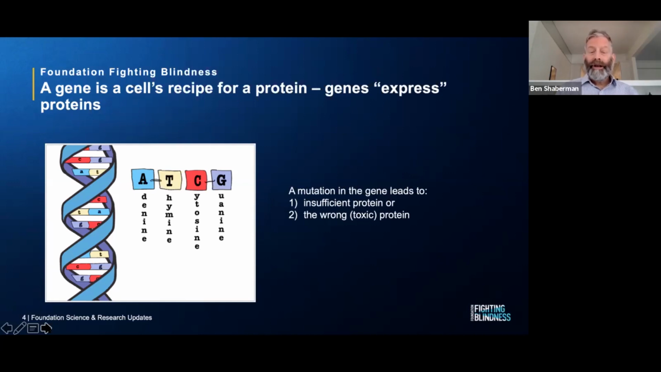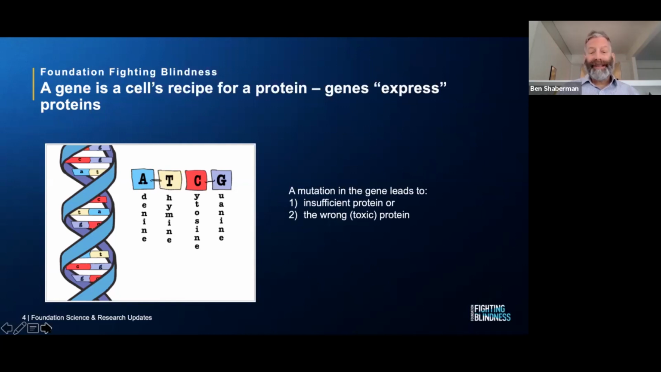So when there's a mistake in a gene, a mutation, two things can happen, at least in simple terms. Not enough protein is made, or the wrong protein is made. And in both cases, that can lead to vision loss and loss of retinal cells.